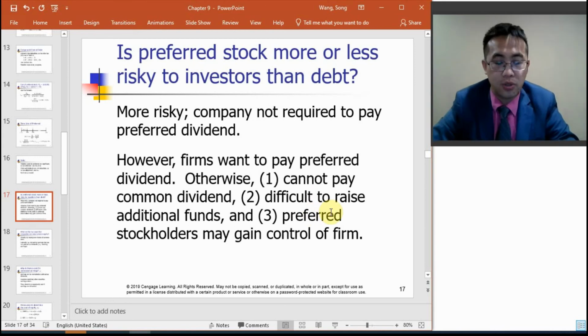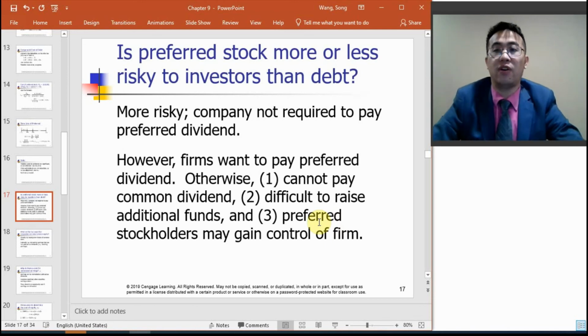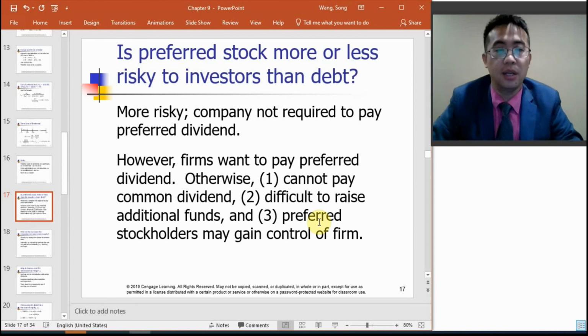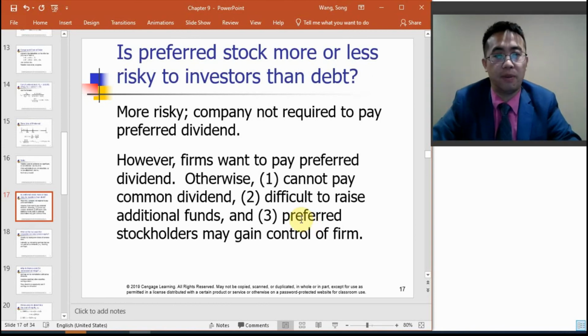In a normal situation, preferred stockholders don't have voting rights. They just receive the dividends at a fixed amount. But if that dividend is not received, if the firm is unable to deliver the money, then the preferred stockholders can exercise their right to vote and get control of the firm, which means for preferred stocks, the dividends are more likely to be guaranteed than the dividends from common stocks.